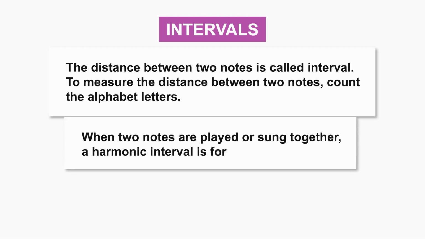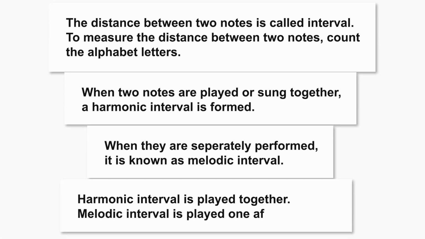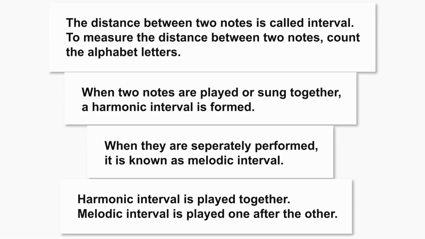When two notes are played or sung together, a harmonic interval is formed. When they are separately performed, it is known as melodic interval. Harmonic interval is played together. Melodic interval is played one after the other.